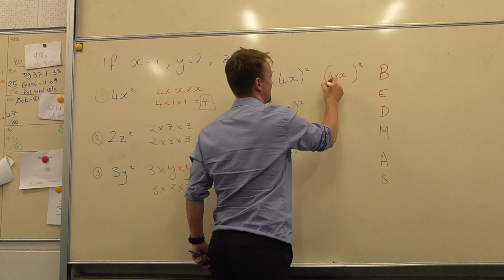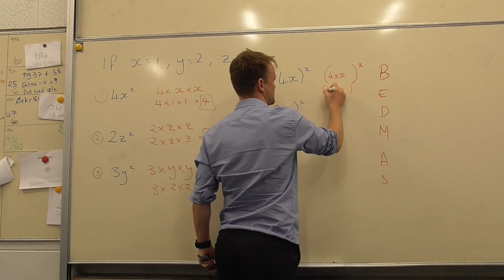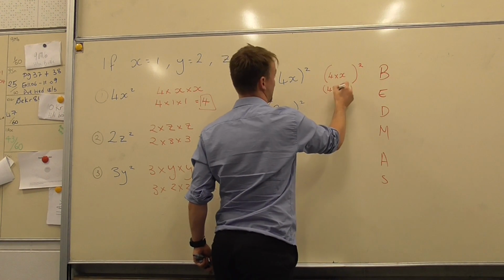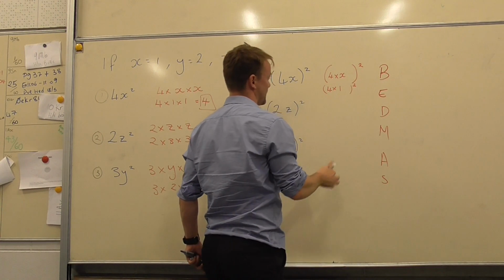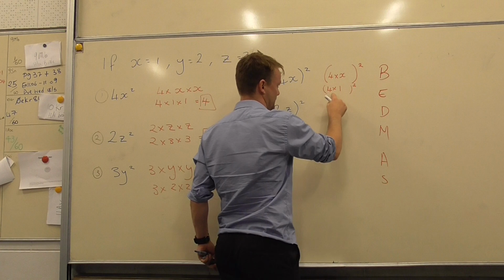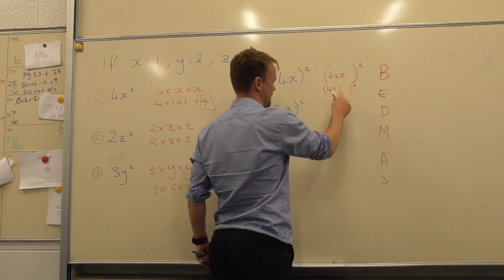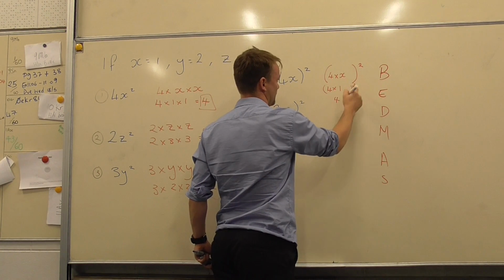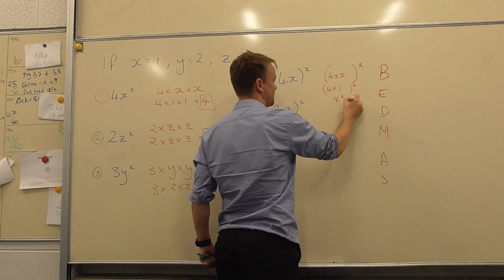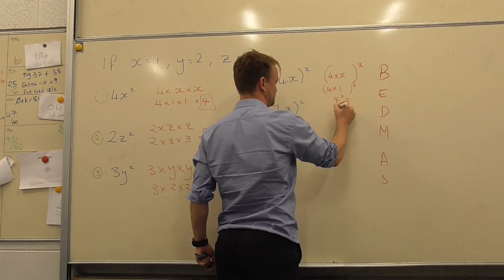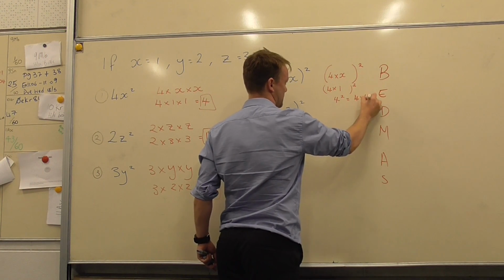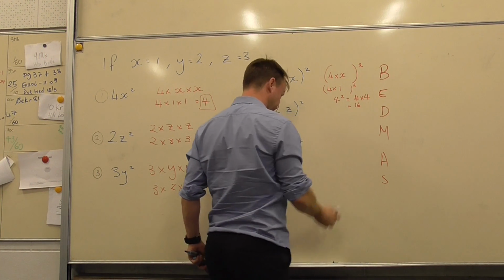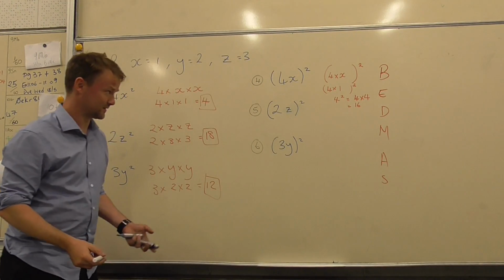So then when I substitute into that, this becomes 4 times, well, what's x? 1. Okay? And this is to the power of 2. So then once I've worked out what's in the bracket, this will remove the bracket. So 4 times 1 is 4 to the power of 2, which equals 4 times 4, which equals 16. Okay, so that would be your answer to that.